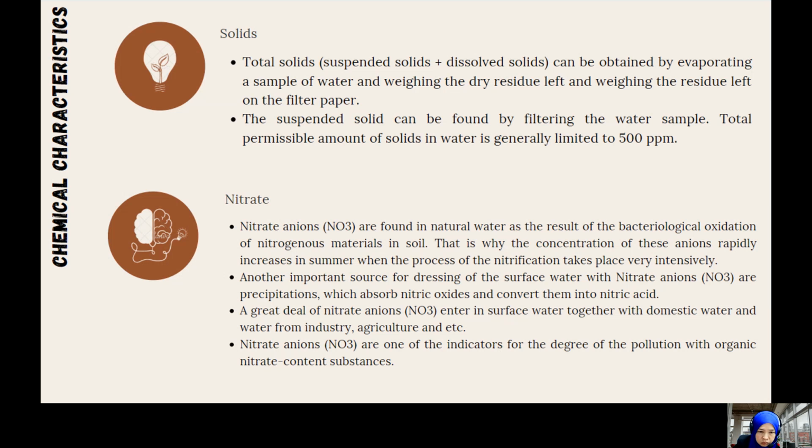The other important source for adding nitrate ion to surface water is precipitation, which absorbs nitrogen oxide and converts them into nitric acid. A great deal of nitrate ion, NO3, enters surface water together with domestic water and water from industry and agriculture.